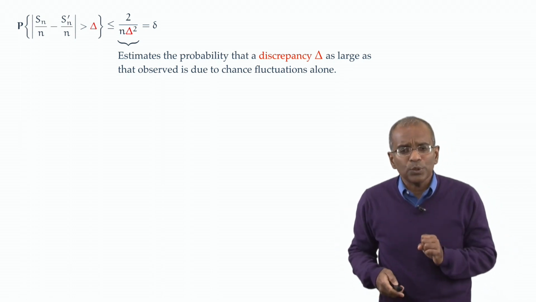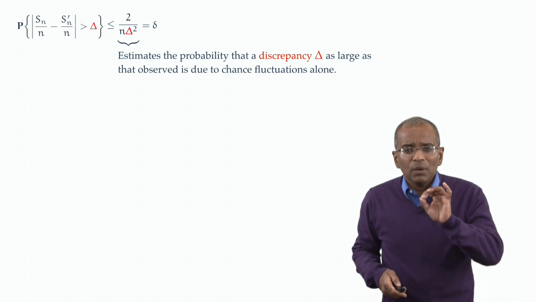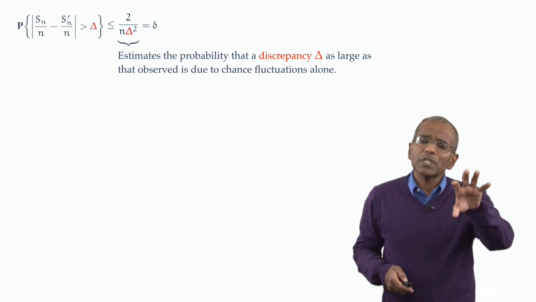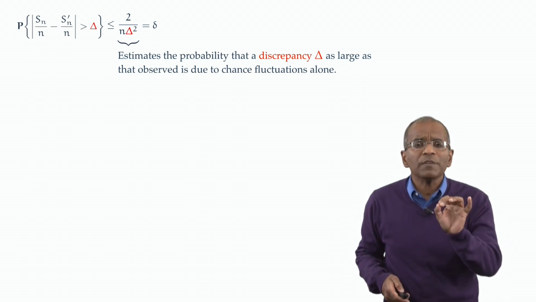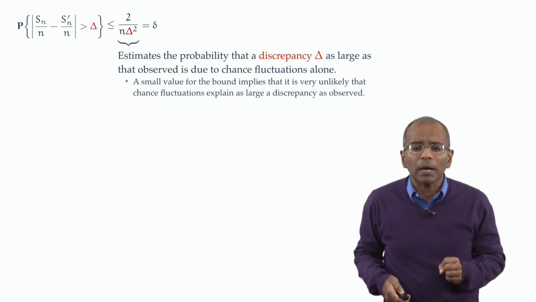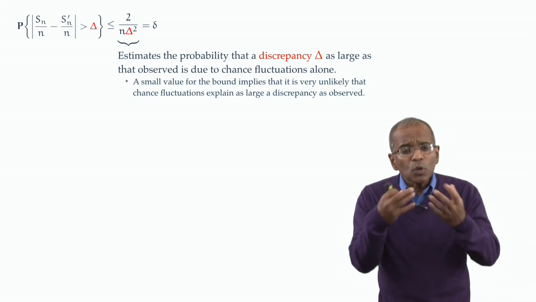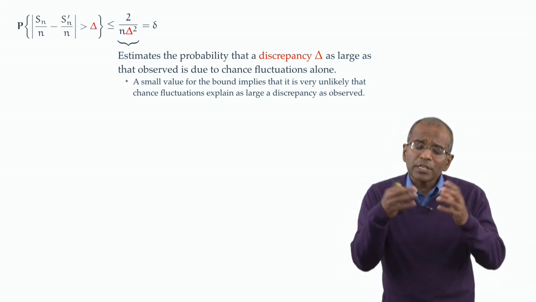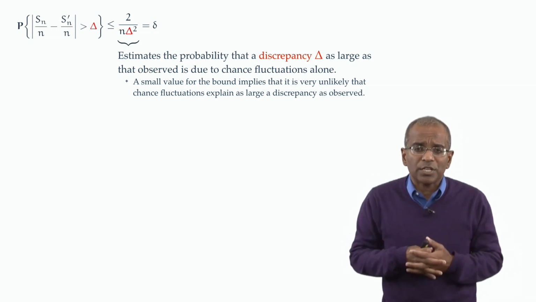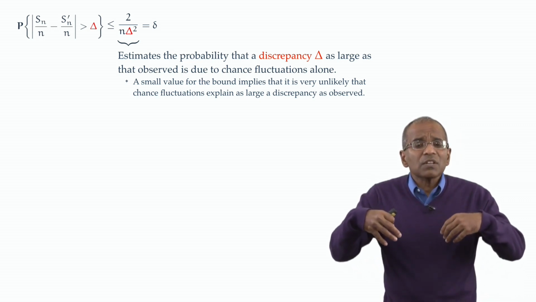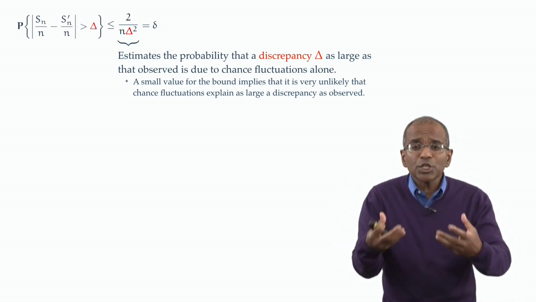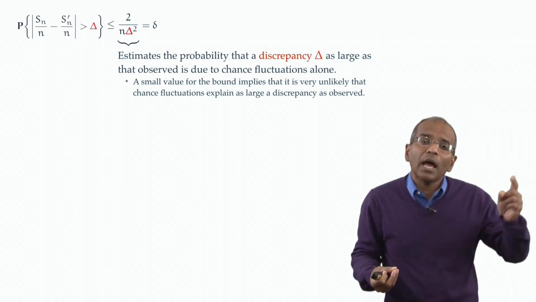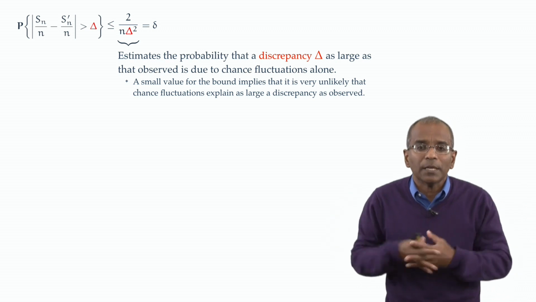What can we conclude from this? We can conclude in 2 directions. One, what if this fraction is small? What if little delta is a small number? A small value for little delta implies, for example, let's say little delta is 1%, it says it's rather unlikely that chance fluctuations will give rise to a discrepancy as big as we have seen.